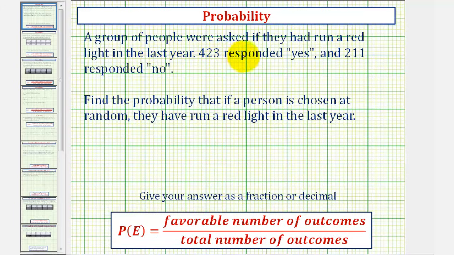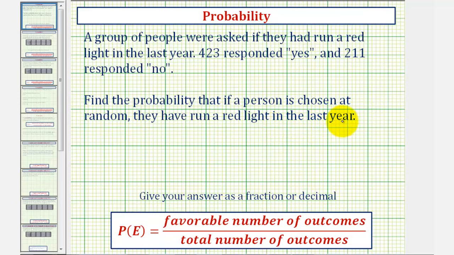A group of people were asked if they had run a red light in the last year. 423 responded yes, and 211 responded no. We want to find the probability that if a person is chosen at random, that they have run a red light in the last year.